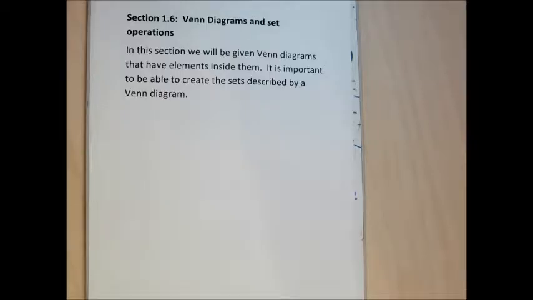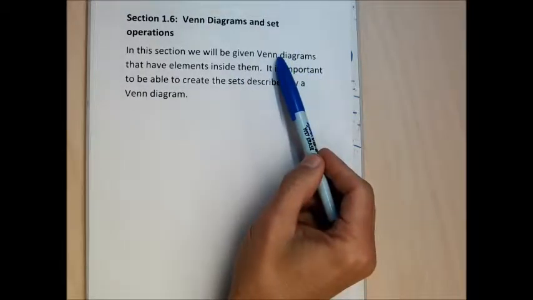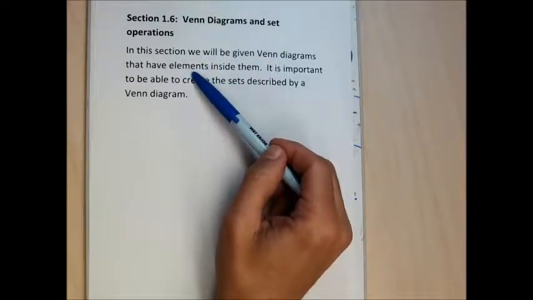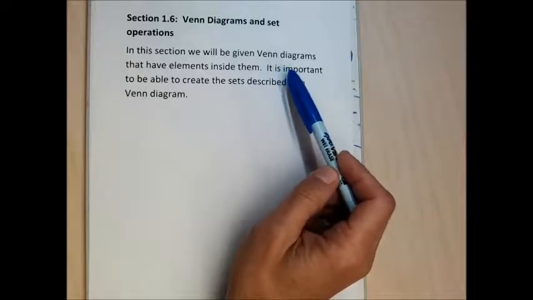Section 1.6 is kind of a blended section. It has some stuff from section 1.4, the section where we were given sets and we found intersections, unions, and complements of sets, and some of the stuff from section 1.5 where we drew Venn diagrams. And mostly in this section, we're going to be given Venn diagrams, but they're not going to be blank Venn diagrams. They're actually going to have the elements of sets inside them. And it's going to be important and not terribly hard.